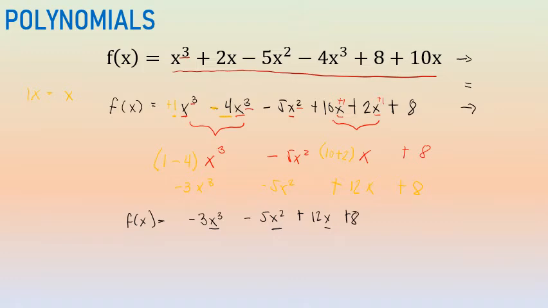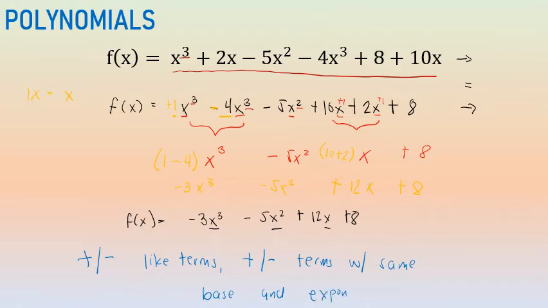Okay? So, to generalize, adding or subtracting like terms, we do it by adding or subtracting terms with the same base and exponent. Ayan. Okay? Ayan. Another example.